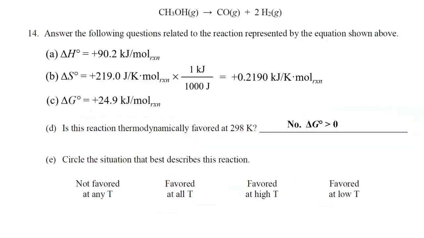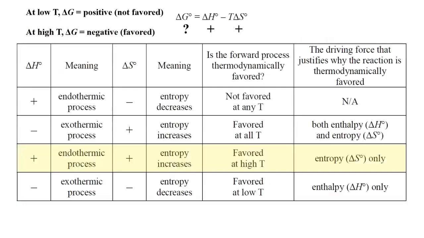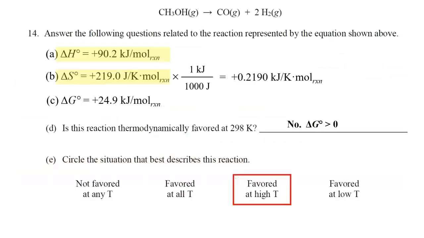Now I say at this temperature because as we consider part E, is this reaction going to be favored at high temperatures or low temperatures? The sign of delta H is positive. The sign of delta S is also positive. Let's go back to that table. And when delta H and delta S are both positive, then the process or the reaction would be favored at high temperatures. So if it's favored at high temperatures, let's see if we can verify that.